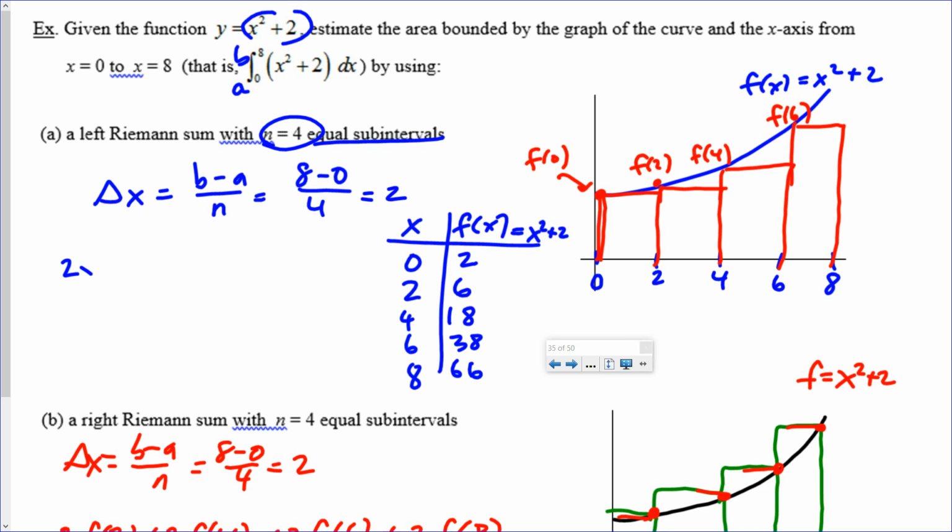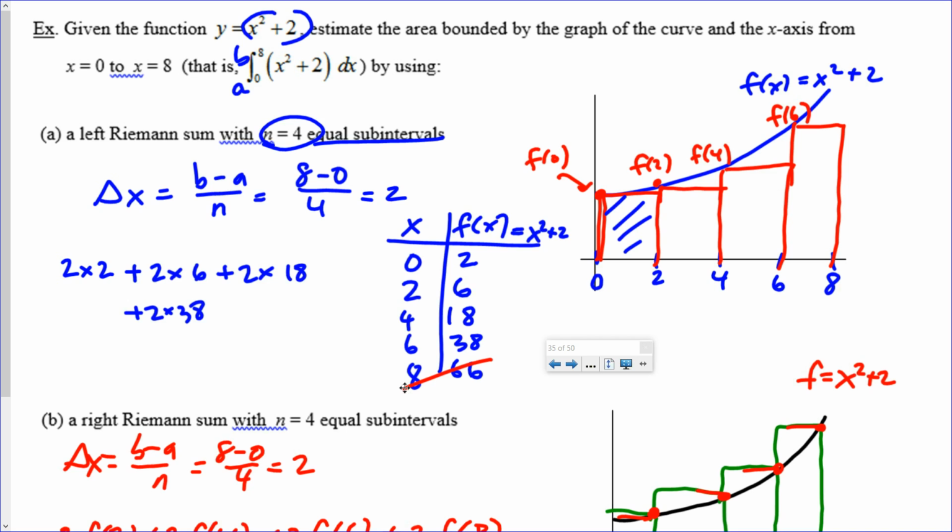So it'd be 2 times f of 0. That's going to be my first rectangle, plus my second rectangle, do you see, would be 2 times 6, right? My third rectangle would be 2 times 18. And my fourth rectangle would be 2 times 38. And so I never used my last point.